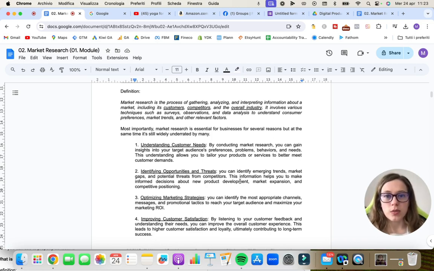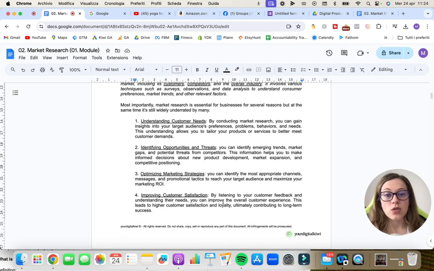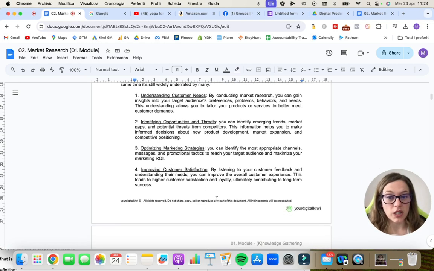You can understand your customer needs. By conducting market research, you can gain insights into your target audience's preferences, problems, behaviors, and needs. Then you can identify opportunities and threats. So you can identify emerging trends, market gaps, and potential threats from your competitors. You can optimize your marketing strategy. After you identify the most important topics within your market research, you can also identify appropriate channels, messages, and promotional tactics that you can push through to get paying clients at your door.